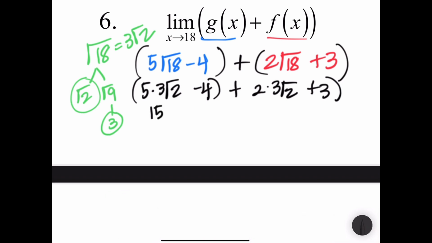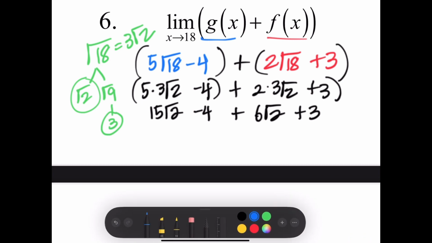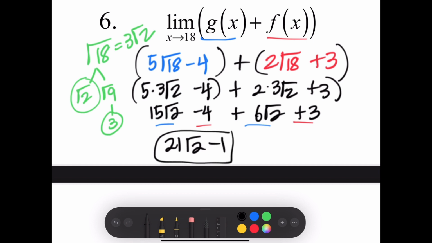And I can multiply. 5 times 3 is 15. 2 times 3 is 6. And let's go ahead and combine like terms. So my 15 radical 2 and 6 radical 2 are going to give me 21 radical 2. And then negative 4 and positive 3 will give me negative 1. So that is also my final answer.